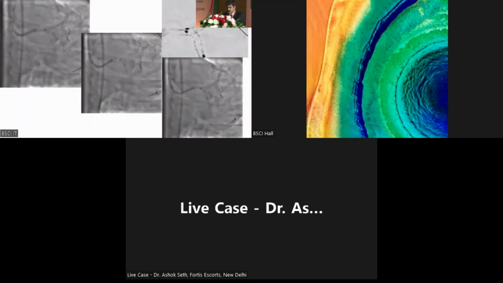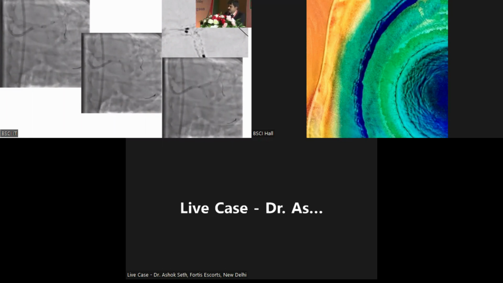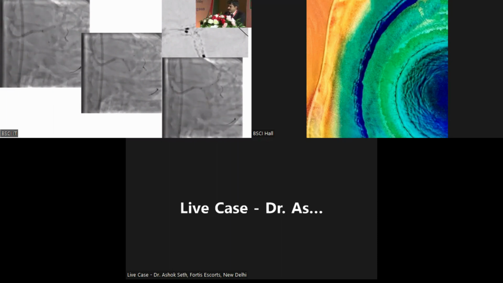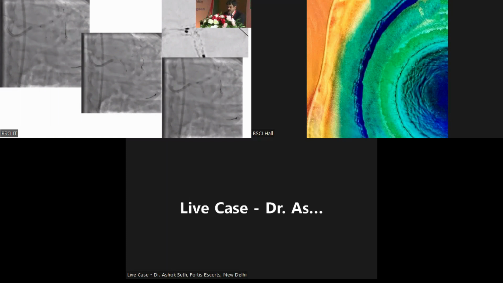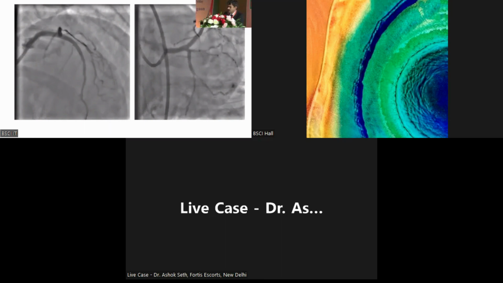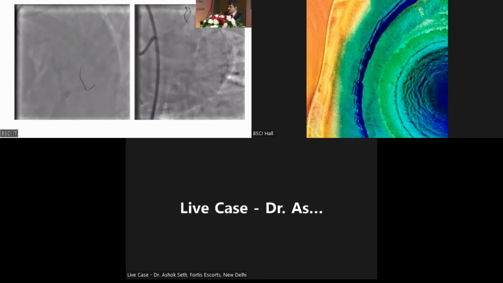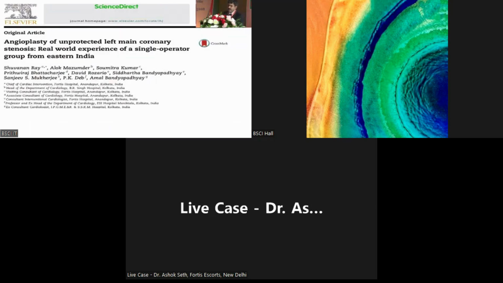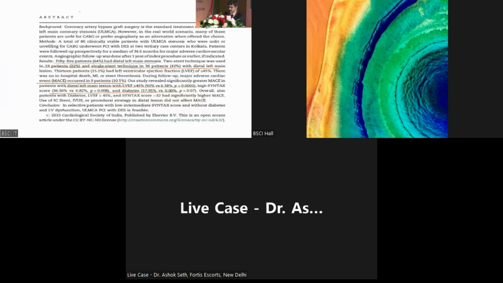And after this rewiring, I just did a simple kissing balloon inflation, similar principle, 1:1 sizing of the balloons, initial sequential high pressure dilatation of both the branches, and then final kissing with a moderate balloon. And this StentBoost is very helpful in placing such complicated cases, where you can exactly place your balloons. So we finished the case, and although only 2 to 3 months have passed, the patient is doing well so far. And this is our experience of left main angioplasty.